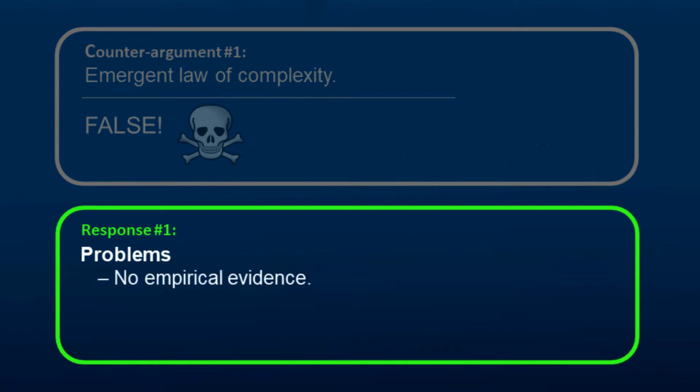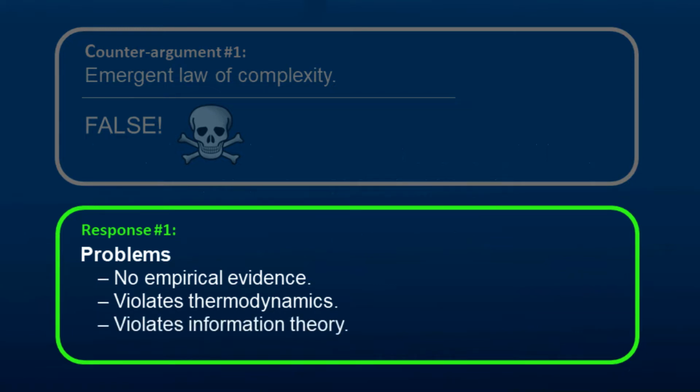Firstly, it has no empirical evidence. Secondly, it violates statistical thermodynamics. Thirdly, it violates information theory.